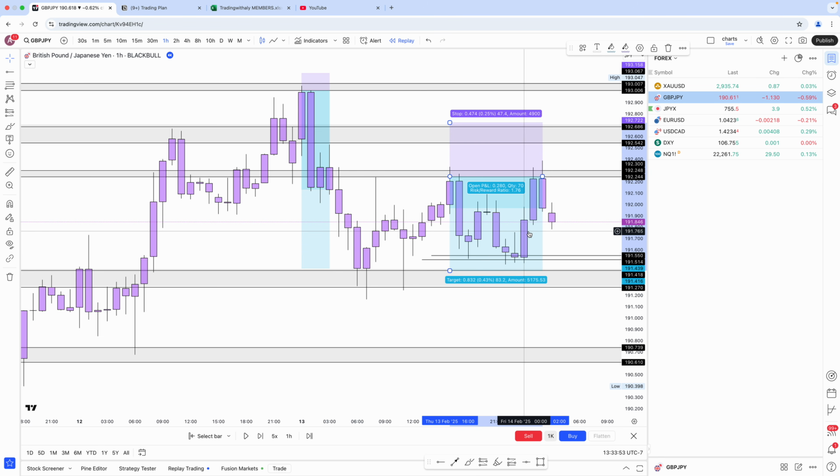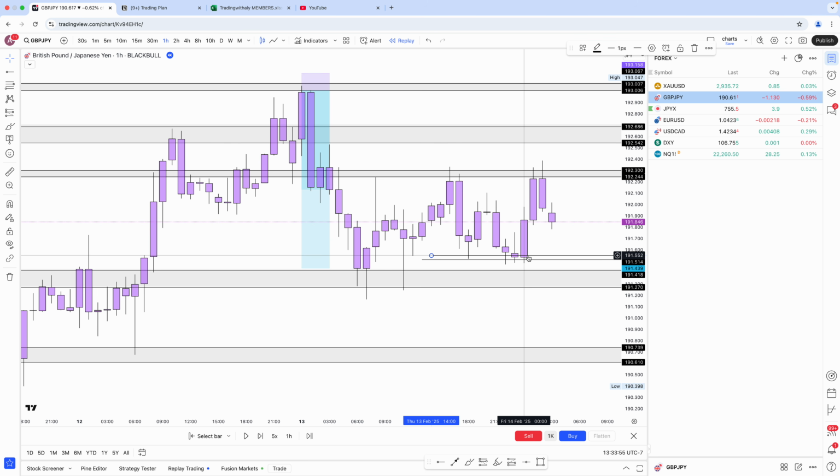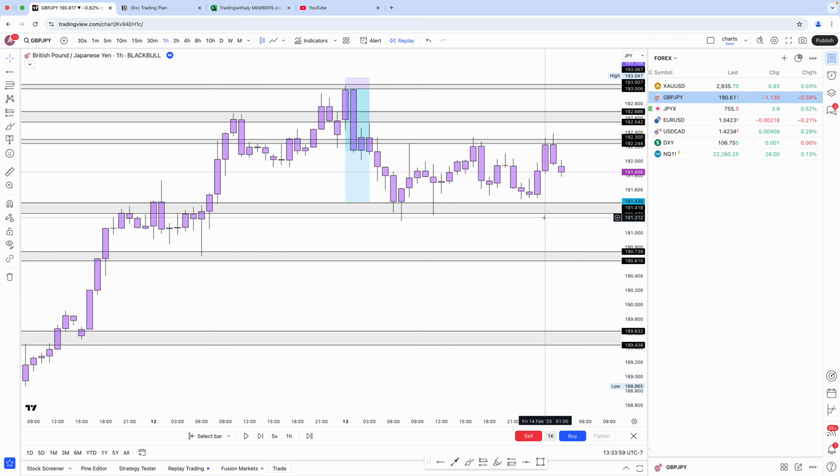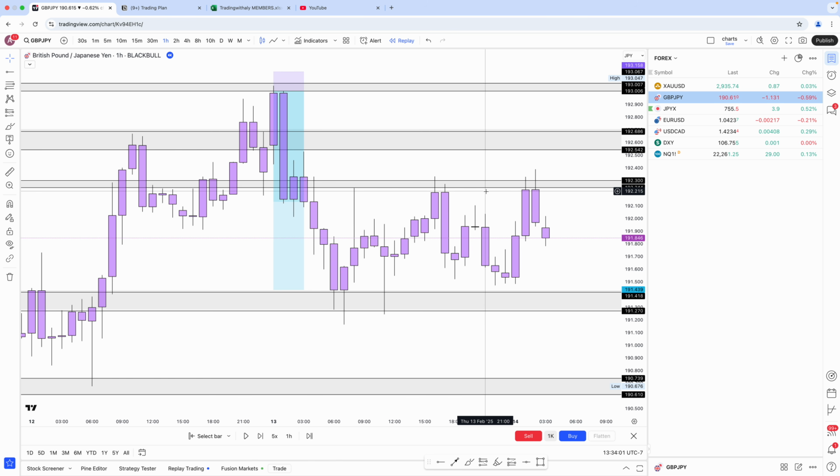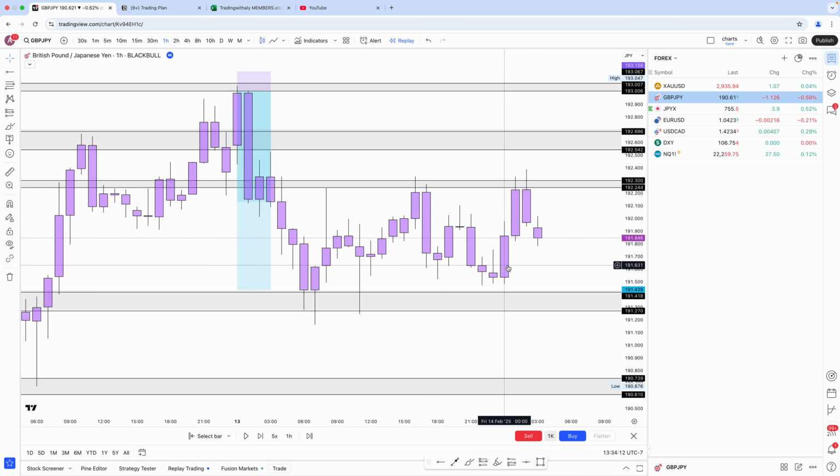This is when it gets annoying because it starts ranging. And so what you can do is wait for it to actually be ready to go, because if it keeps ranging like this, you just want to wait until it starts trending, because if you keep getting stuck in this and getting sells and getting overwhelmed, it just gets annoying.